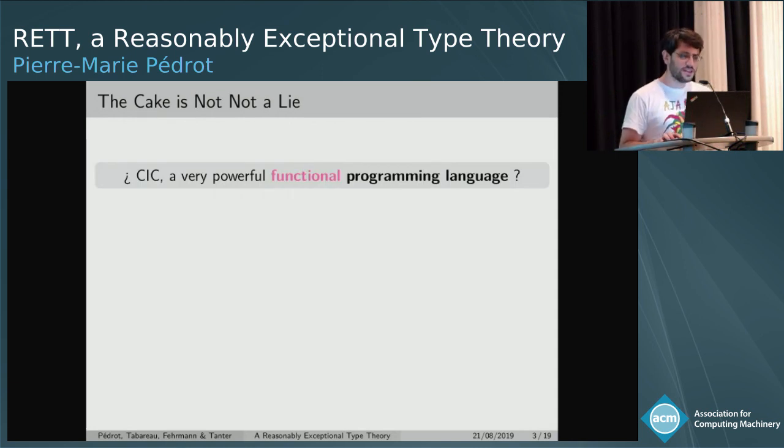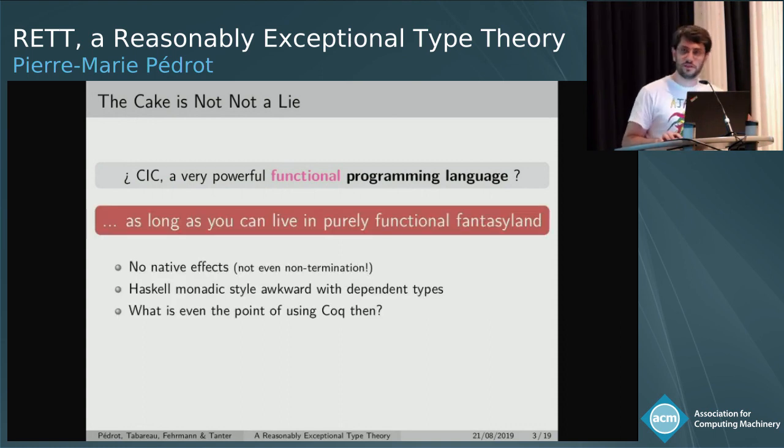All right, so I just said that CIC was a very powerful functional programming language. Well, that's true as long as you can tolerate the fact that you're living in a purely functional fantasyland. So the reason is that COC is utterly pure. So it's even purer than Haskell, that is a well-known impure language because it has non-termination. So you don't have that in COC. And worse than that, in languages like Haskell, you can actually rely on the monadic style to embed effects in this pure, or kind of pure system.